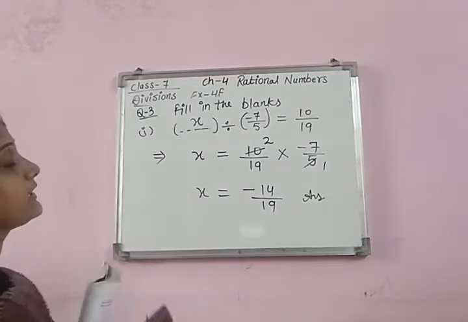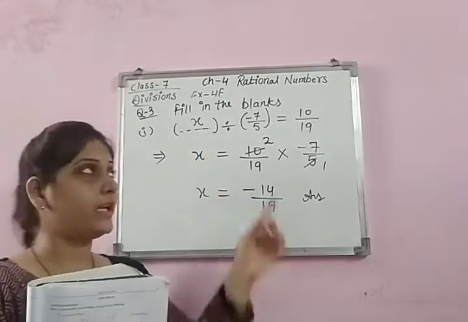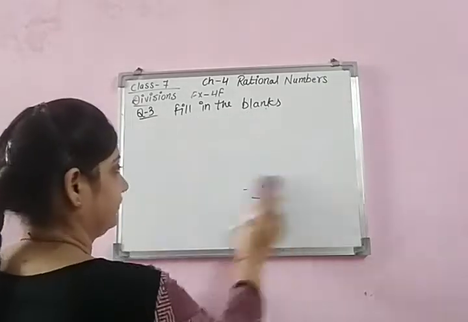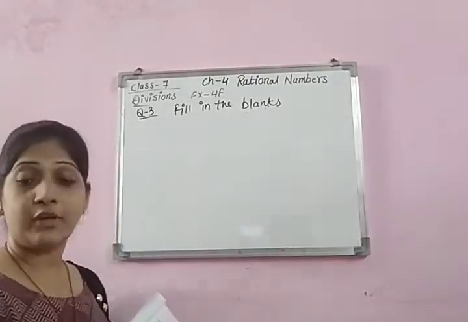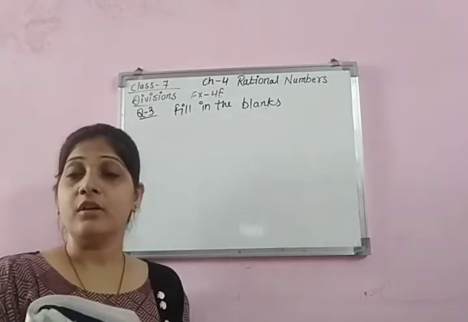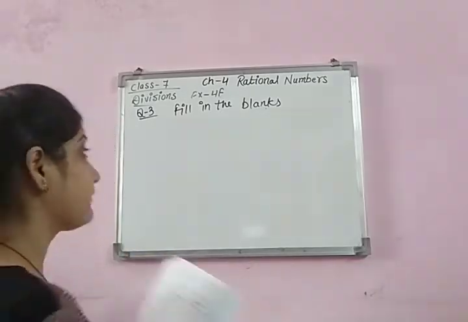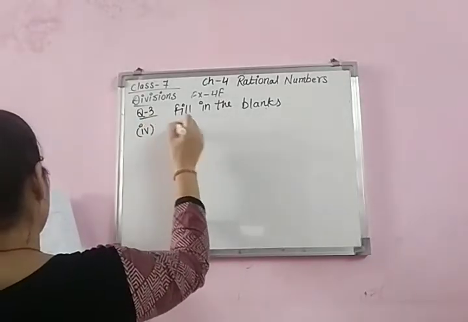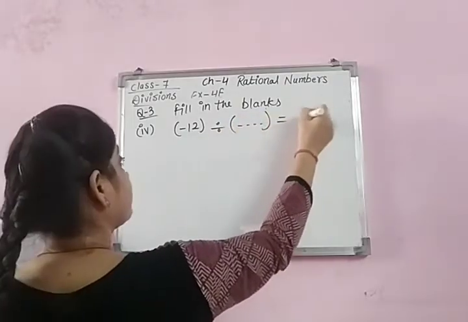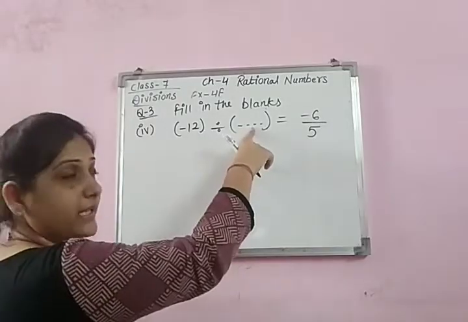Fill in the blank. This is one of the types where the unknown number is given at the first place. Now I am sharing where the unknown number is at the second place. In subtraction and division you have to be very careful because the commutative property does not hold true. So where you write the unknown variable matters a lot. The fourth part is based on that. Negative 12 is divided by what number to get negative 6 by 5? You can see the difference. Now this time it is the second number.